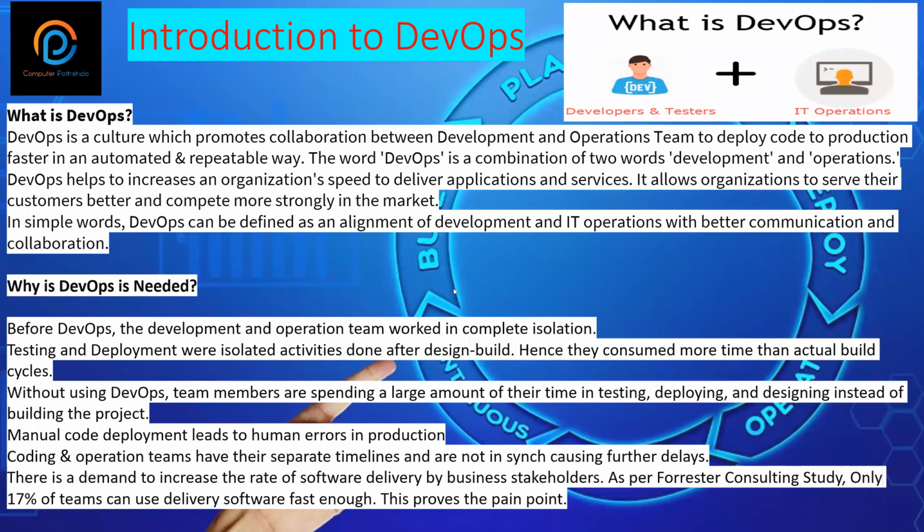So let's just start. What is DevOps? Basically, DevOps is a culture which promotes collaboration between developer and operations teams to deploy code to production. Earlier, there were different methodologies, which we will learn. Companies were using, 5 to 6 years earlier, what you can call the waterfall methodology.